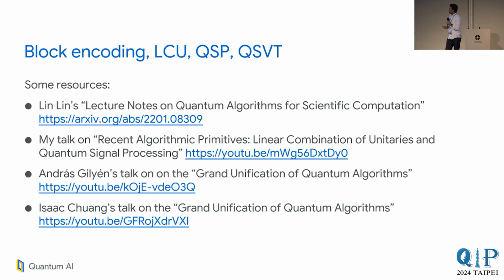Oh, okay, good. So the primitives I did not talk about are block encoding, LCU, quantum signal processing, and quantum singular value transformation. I thought about talking about them in this talk, but I realized that to do them justice, I would need like an hour or so, which I don't have. So instead, let me point you to some good resources. If you're the kind of person who likes lecture notes, there are good lecture notes by Lin Lin that cover all of these 3 things in some detail.